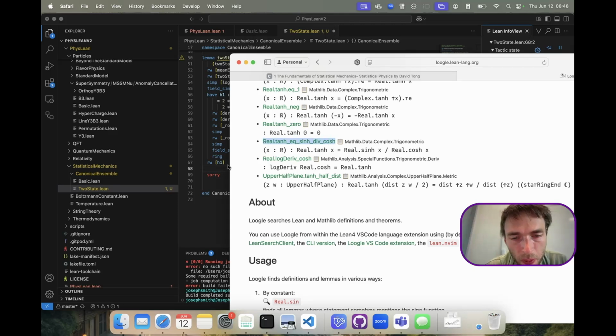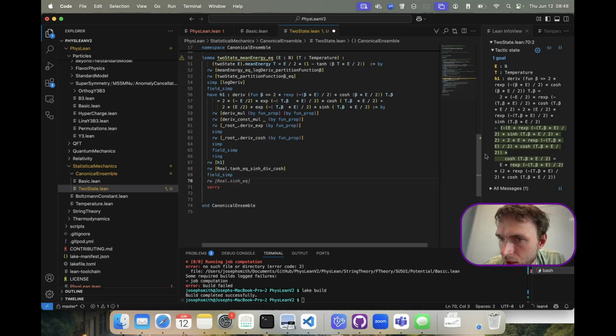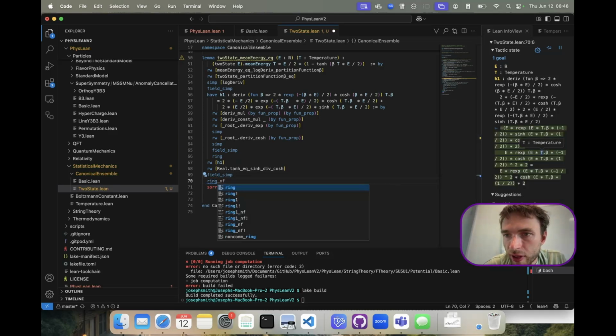I think this is the one we want. So we go rewrite this. And that replaces our tanh with sinh over cosh. field_simp should hopefully bring that cosh up. And then, if we're lucky, ring should do a lot of the work for us. Let's see what we now have to prove.